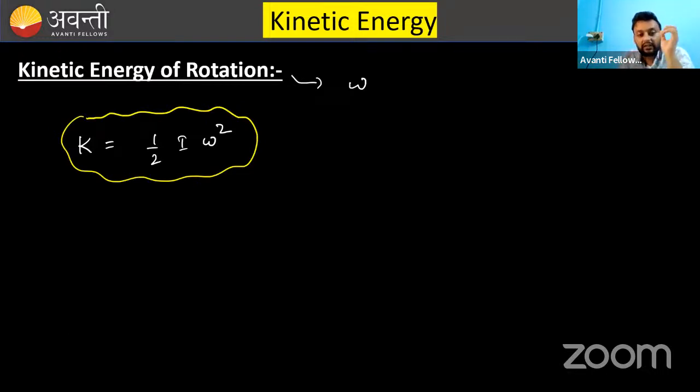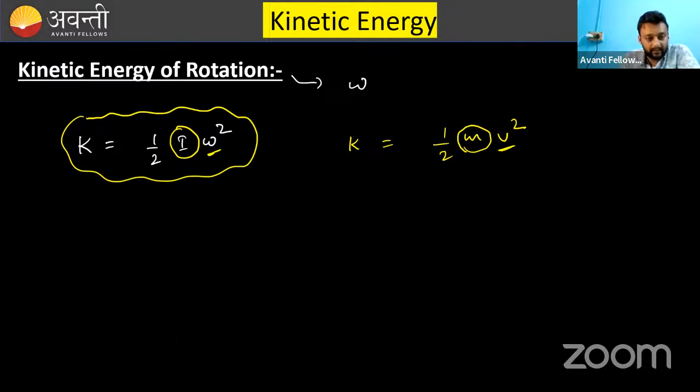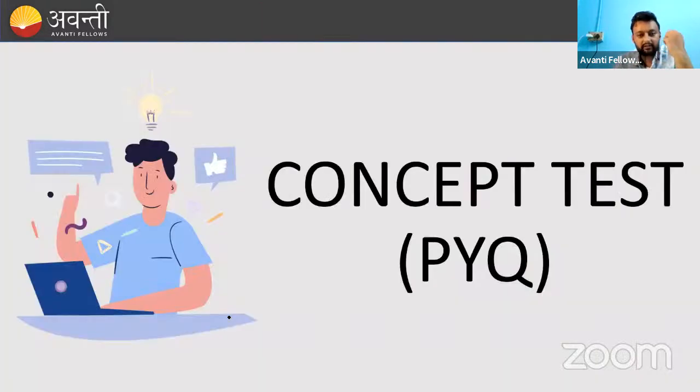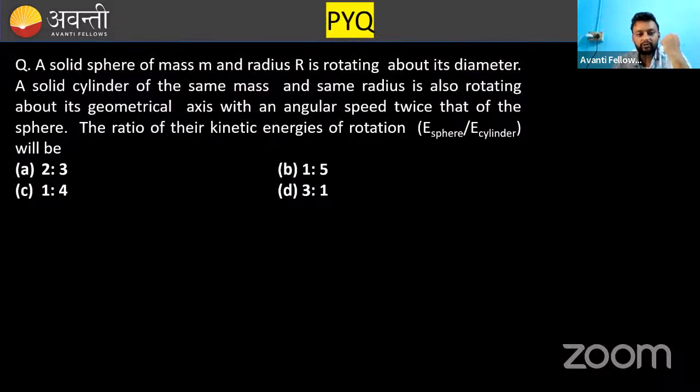You can relate it with the translational kinetic energy, which was K equals half mv square. What we did here: the mass is the inertia in case of translational motion. The I is the inertia in case of rotational motion. V is the translational velocity, omega is the angular velocity. Nothing else. We did the same formula. Similarly, you can write any of the formulas. Kinematic equations you can also write. I will describe it later.